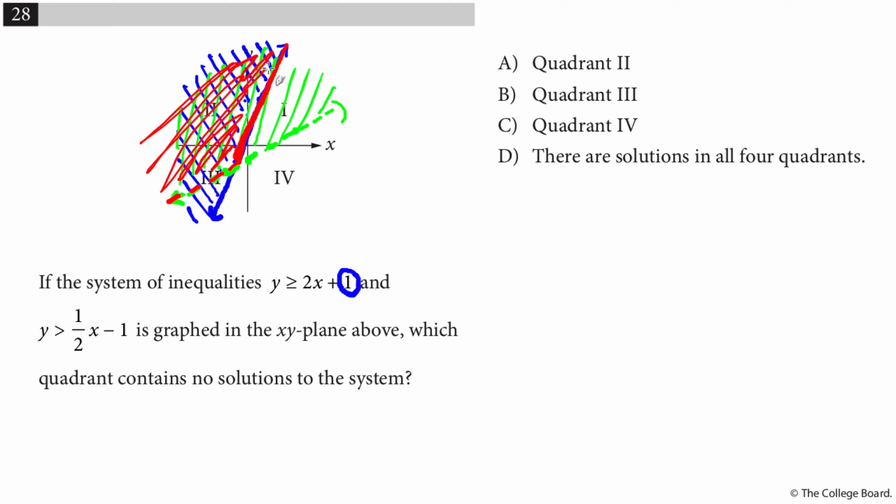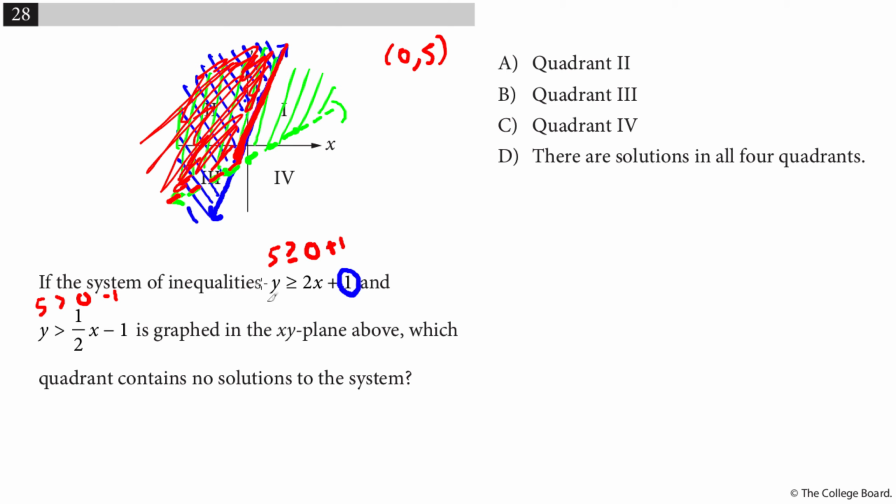If I have any number in this red shaded region, let's say, for instance, the point 0, 5, if I put that in here, is 5 greater than or equal to 0 plus 1? Well, it sure as heck is. Is 5 greater than 0 minus 1? It sure as heck is. So those work out wonderfully.